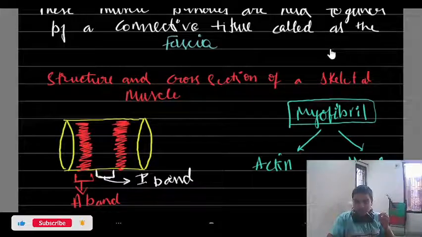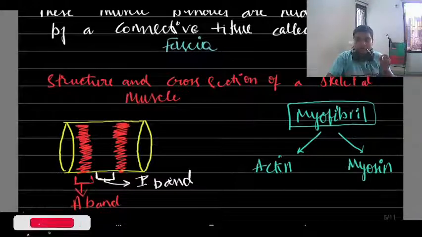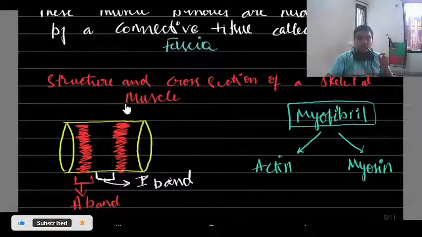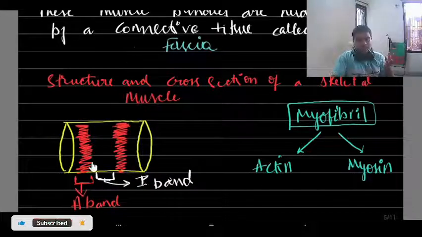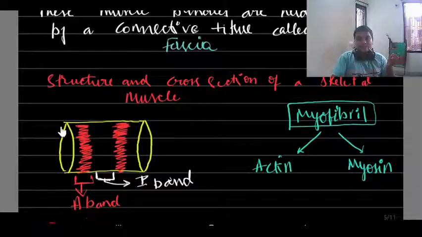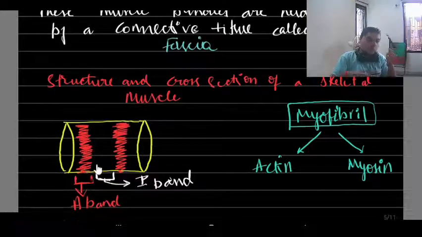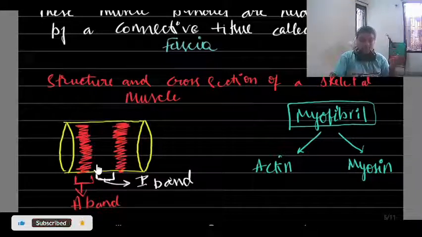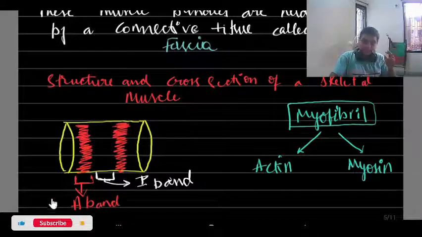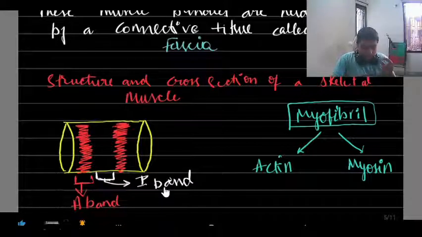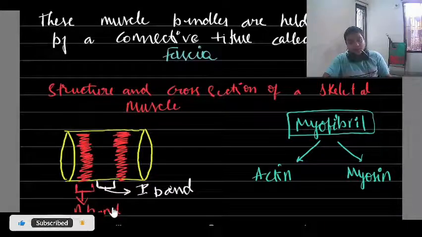Let me move my camera up here so that it will not be a disturbance for us. Now let's see the structure of these skeletal muscles. Yesterday we made this diagram and I have made it again now. Skeletal muscles are cylindrical in shape, unbranched. They have light and dark striations, so they are called striped muscles or striated muscles, and they have two bands, light and dark. The light band is called the I band, and the dark band is called the A band.